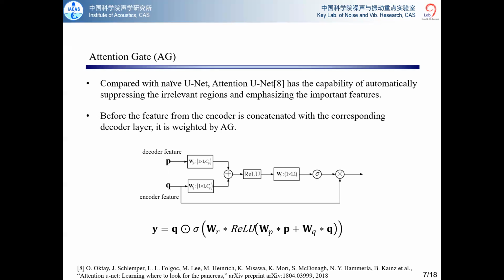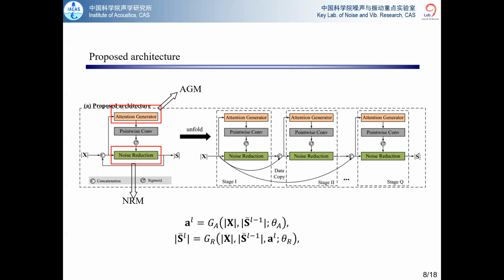The schematic diagram of AG is shown below. There are two inputs, namely P and Q. First, both inputs will pass through convolution layers with 1x1 kernel. Then the outputs will be added. And then pass through ReLU and another 1x1 convolution. And the sigmoid function is used to scale the values into 0 to 1. The output values will serve as weighting coefficients and be multiplied by Q. Here, P and Q refer to the features in one encoder layer and the corresponding layer in the decoder.